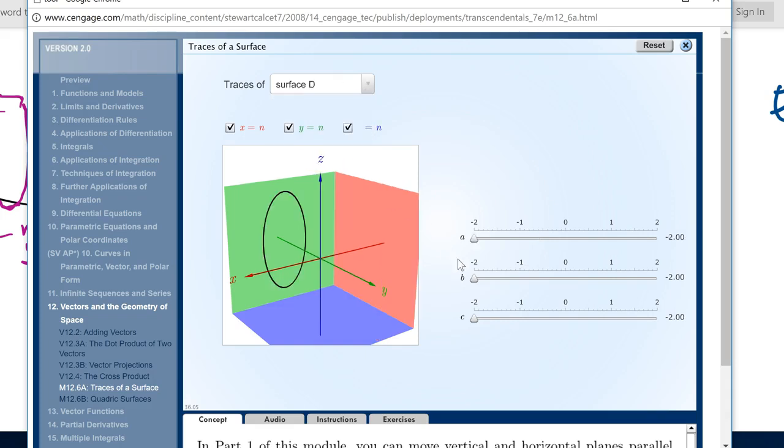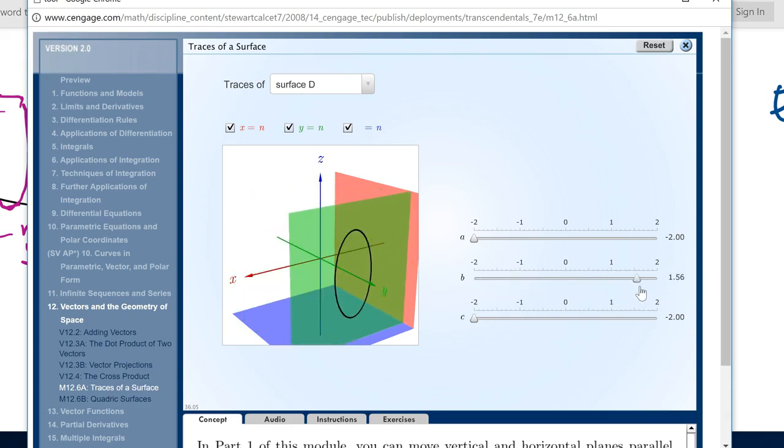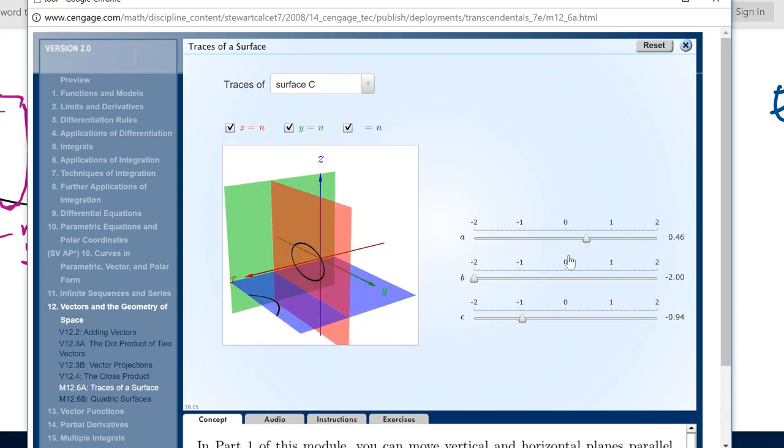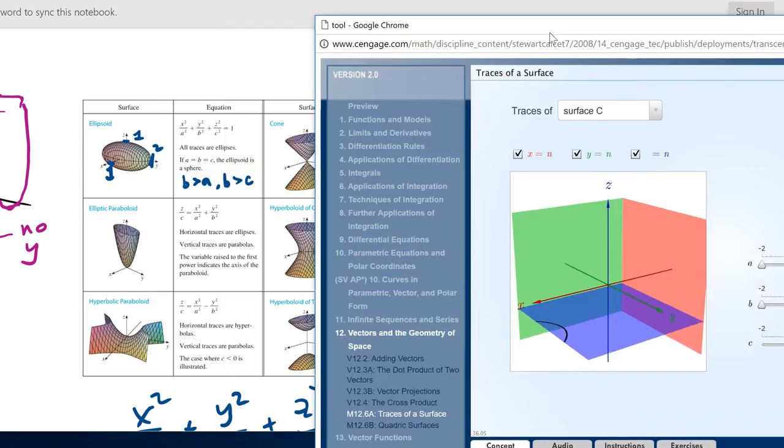Surface D. Oh, they're asking what they are. This is a cone. And surface C. They're asking what these are. So that's something different here. All right, so I'll let you play around with these. Looks like a bowl. Elliptic paraboloid. So that's that. And so that's quadric surfaces basically.